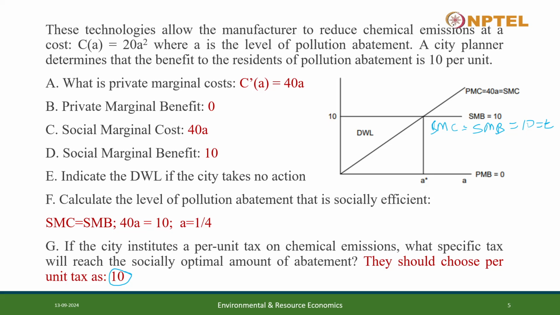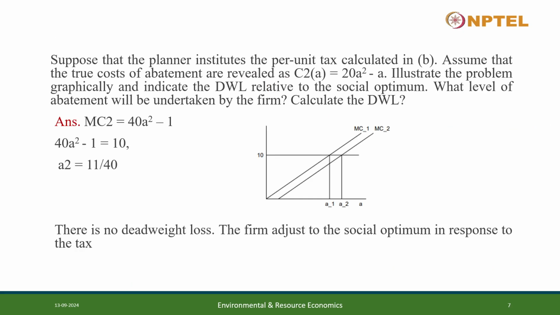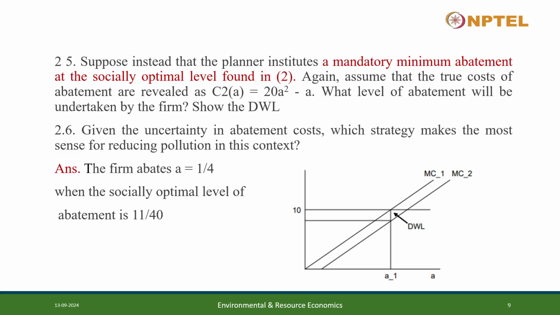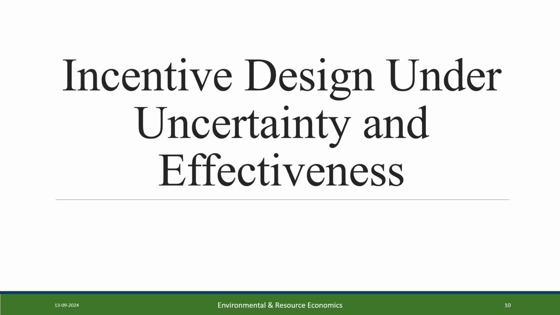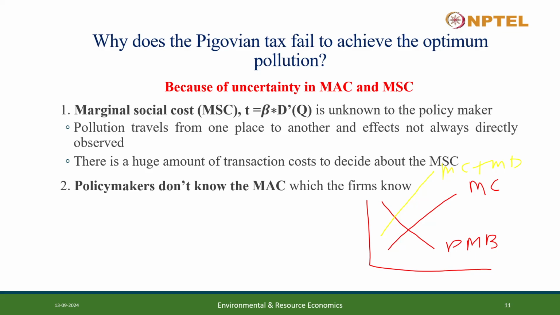So this we have solved in the last lecture. I'll skip this part. And then we moved towards incentive design under uncertainty and the effectiveness of various market-based instruments such as emission tax and tradable pollution permit. In the Pigouvian tax system, we said that the private marginal cost and private marginal benefit intersect.